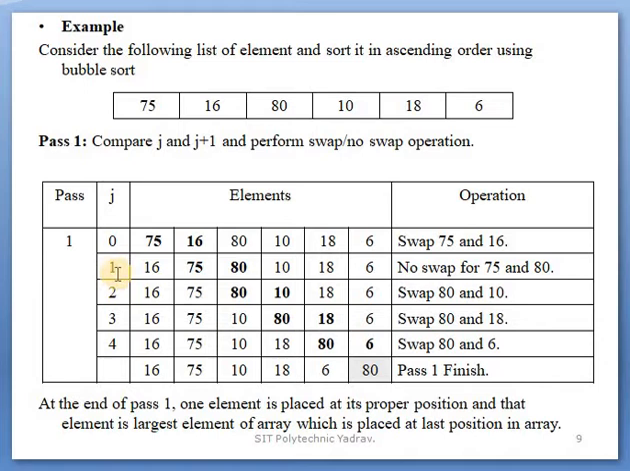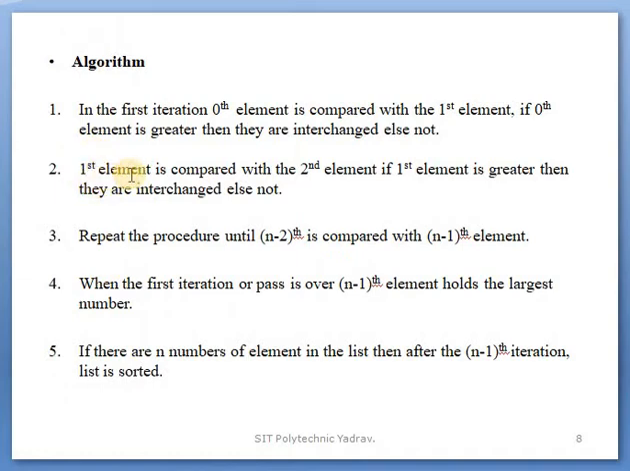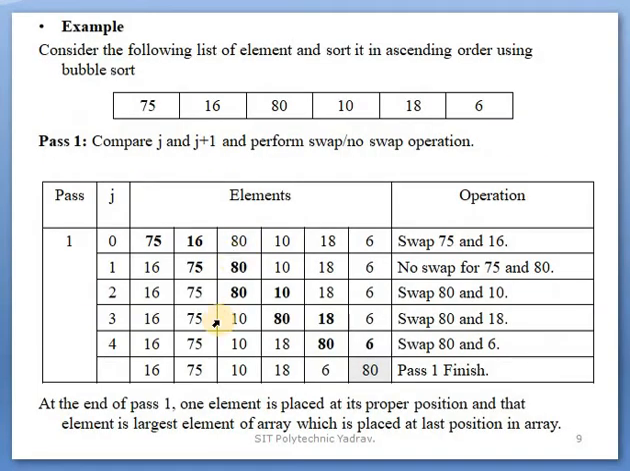Now j is 1, so according to the algorithm, the first position is compared with the second element. If the first element is greater, then interchange, otherwise not. This is the 0 position, this is the first position, and the first position is compared with the second position. Is 75 greater than 80? No. So no swap for 75 and 80.